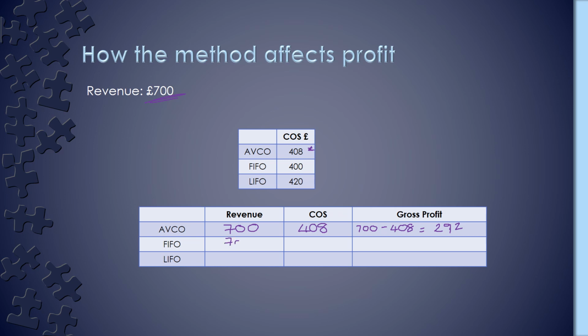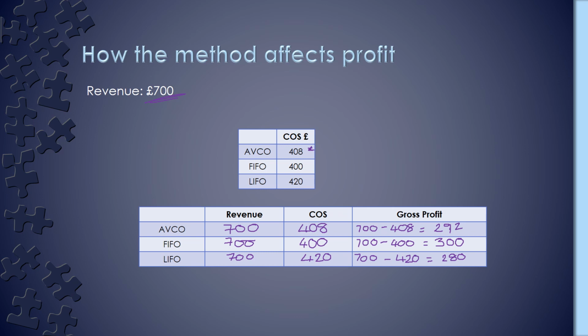For FIFO, the revenue is the same, 700. Our cost of sales, though, is only £400. So our gross profit is 700 minus 400, which is £300 gross profit. And then using Lifo, again, our revenue is 700, but our cost of sales is 420, which makes our gross profit 700 minus 420, and that equals our £280 for our gross profit.